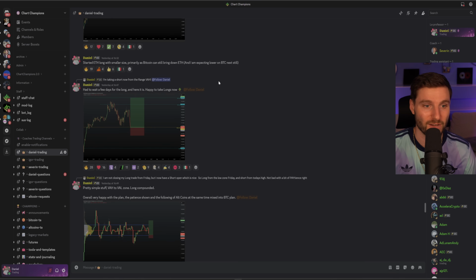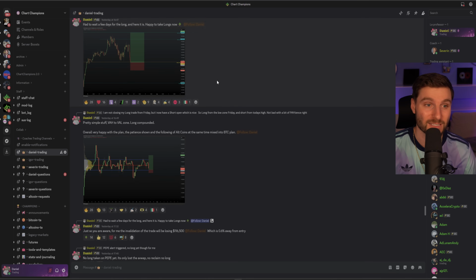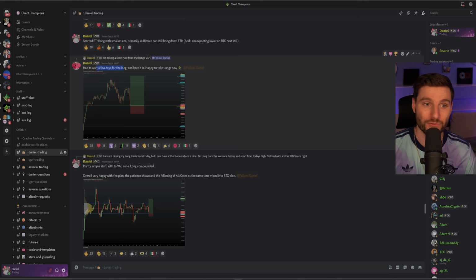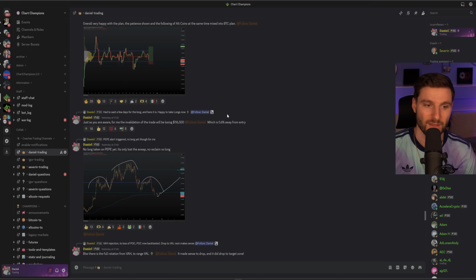And then around half an hour later, we finally hit the 117,000 level. I was waiting a few days for that. Since the short from the value area high, I was waiting patiently for this value area low zone, and we eventually got it. So there's no hindsight, there's no ifs, buts, maybes. I've taken the long trade here.